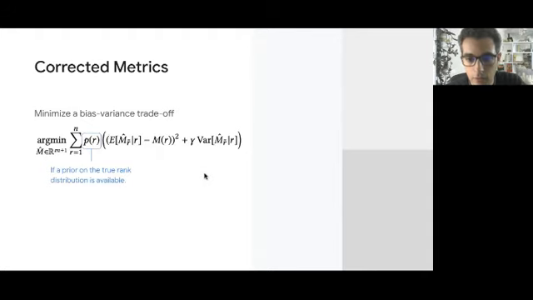There are a few parameters that can be adjusted in this problem. First, if a prior on the rank distribution is available, it can be used here, although in our experiment we use a uniform prior. Finally, the parameter gamma controls the trade-off between bias and variance. In particular, setting gamma to 0 defines the minimum bias estimator. But this typically has very high variance, at least in our experiments, which makes it mostly unusable in practice. So we recommend using a non-zero value for gamma.